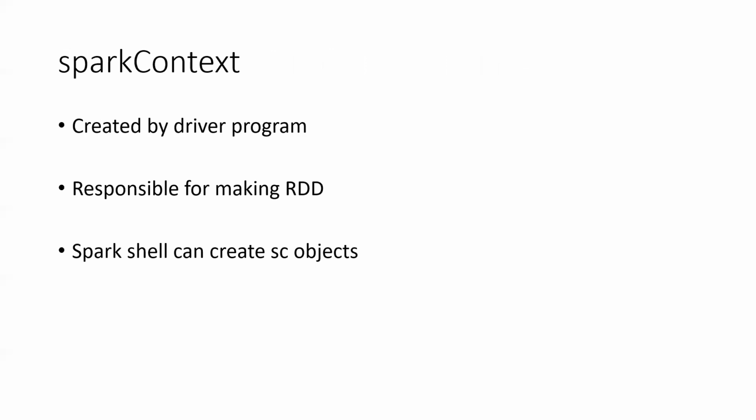First of all, I told you that we need to create a Spark context while writing a program. It's a mandatory thing. It's just like an entry point of this program, created by the driver program, which means we have to write it on our own. It should be the first line when I declare any RDD. It is responsible for making RDDs. This Spark context will create an RDD for us, and not only one, multiple RDDs can be created as well.